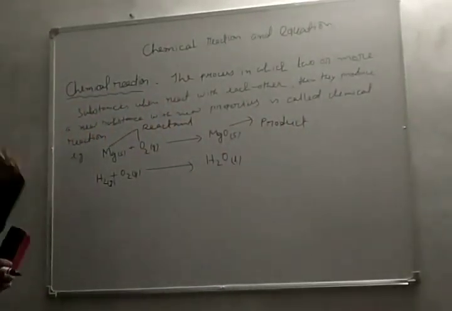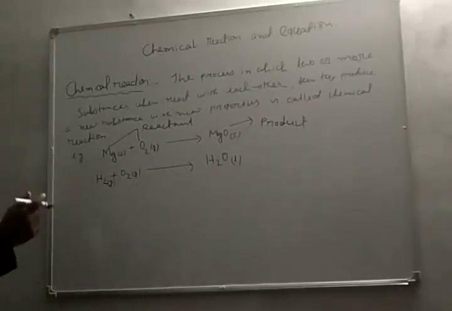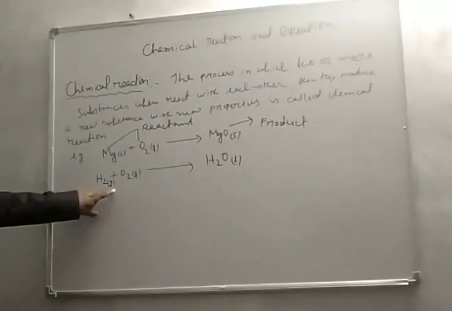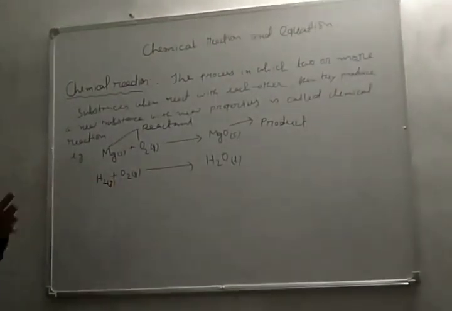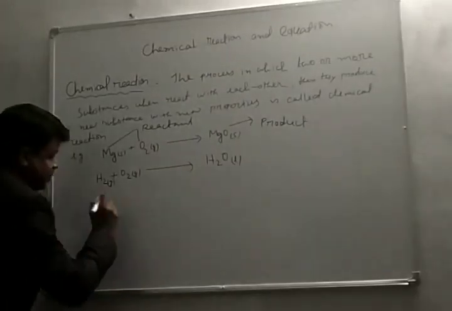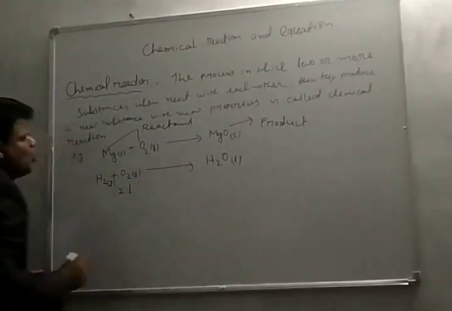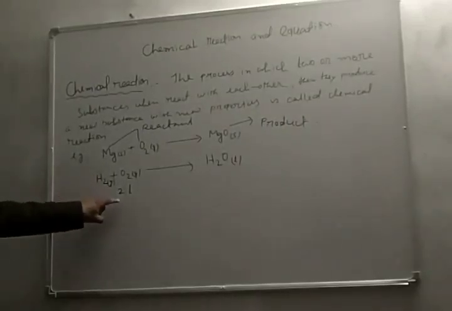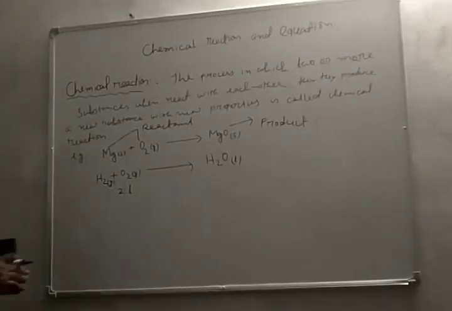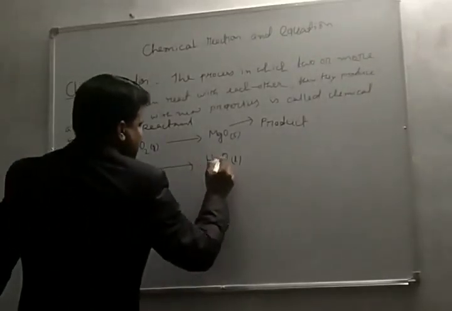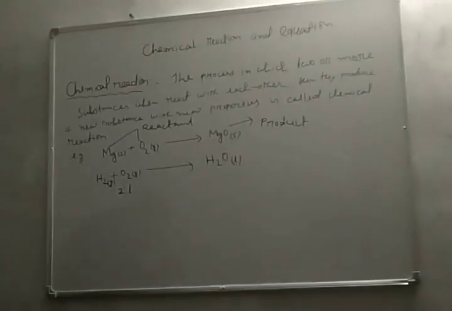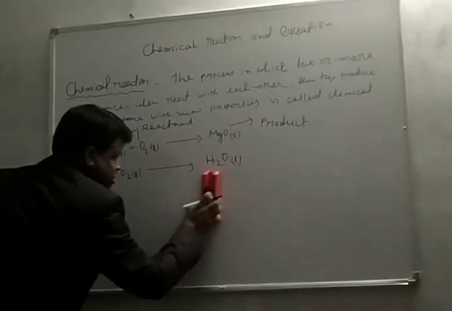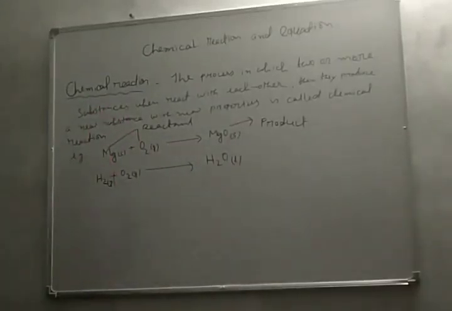So I will give one more example. Say hydrogen and oxygen, hydrogen in gaseous state and oxygen also in gaseous state. When they combine in a definite ratio, the definite ratio is 2:1, they will produce a new product, H2O, which is in liquid state. So you get a completely new product with new properties in a chemical reaction.